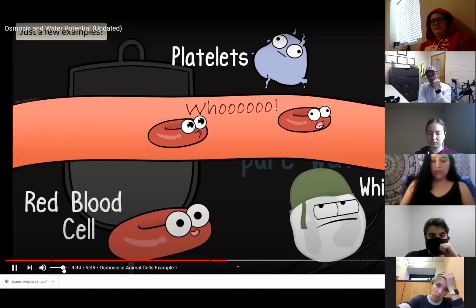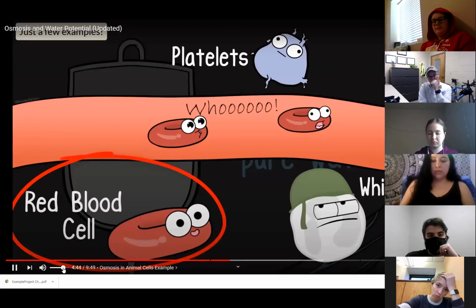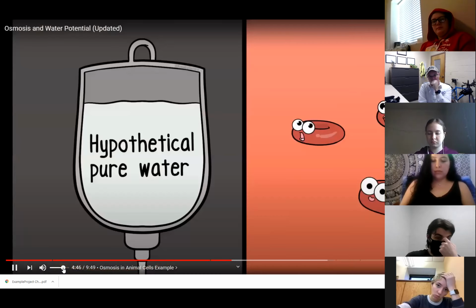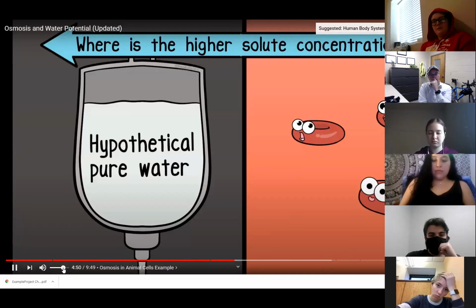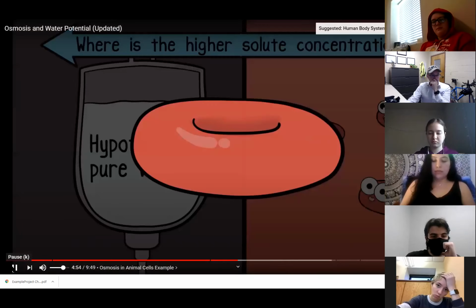Blood actually consists of many different types of components, and red blood cells are a great example. So what do you think has a higher solute concentration? The hypothetical pure water in this IV tube, or the red blood cells? Well, what do you think? Is it the red blood cells or the pure water? Who's going to have more solute concentration?